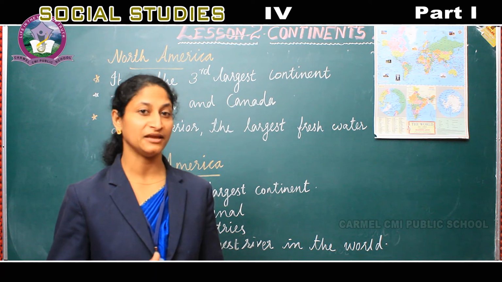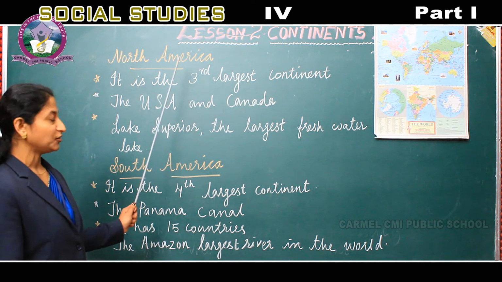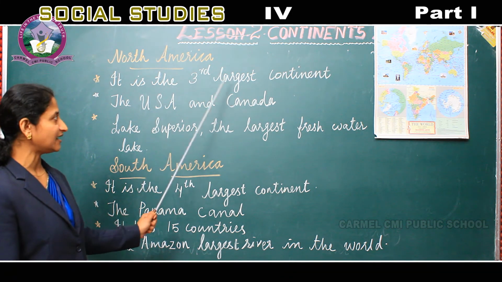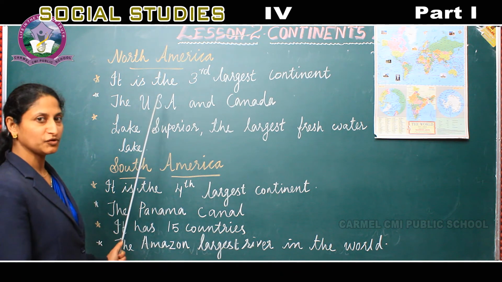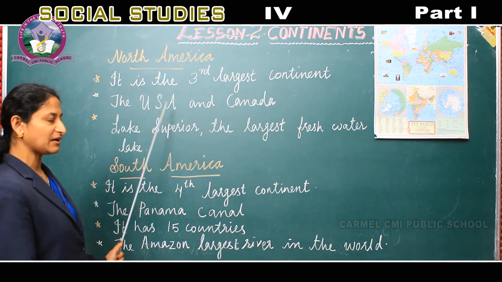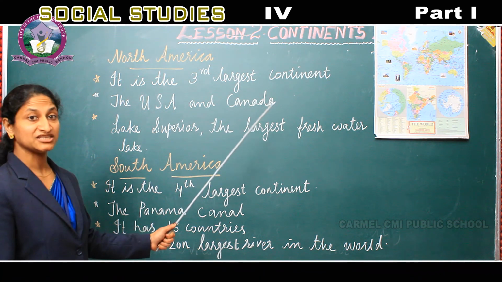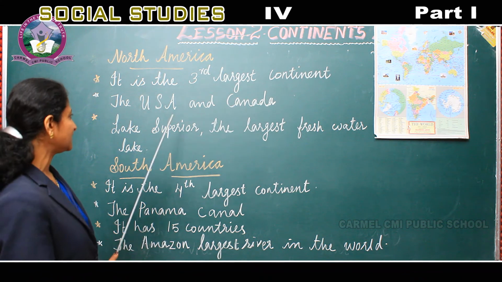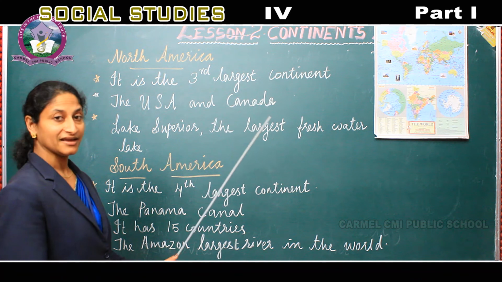Now let's go through the important points of this continent. North America. North America is the third largest continent of the world. The USA. The full form of USA is United States of America. The USA and Canada cover the major part of this continent. Lake Superior. The largest freshwater lake is in this continent.